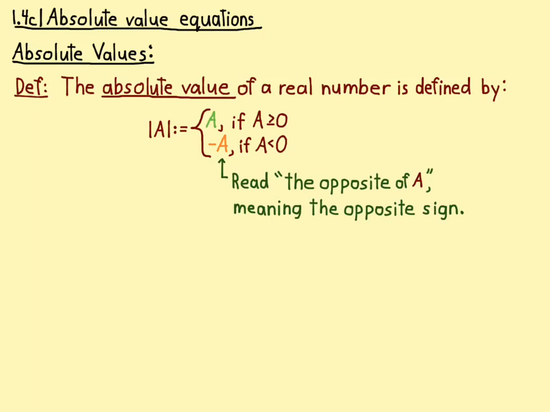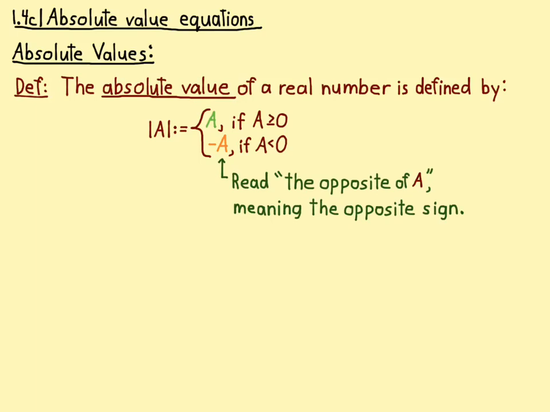The absolute value of A will be A if A is greater than or equal to 0. The absolute value of A will be negative A, or minus A, or the opposite, really, the opposite sign of A, if A is less than 0. In other words, if A is negative, it's the opposite sign, which is positive. If A is greater than or equal to 0, then you can just drop the absolute values.